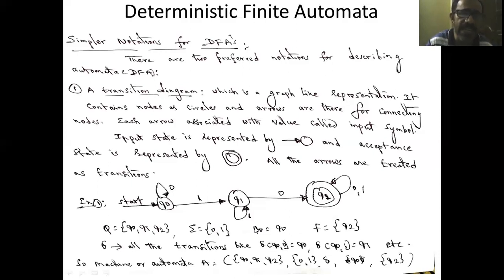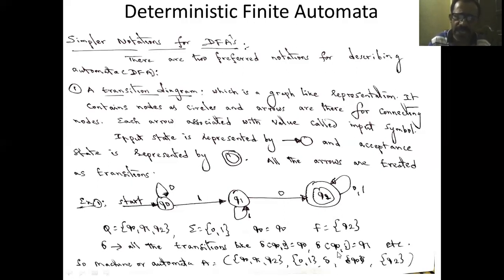That is another way of representing deterministic finite automata, that is tabular form. Or we can directly write all the delta transitions here. So delta of Q1 comma 0 equal to Q2, delta of Q1 comma 1 equal to Q1, delta of Q2 comma 0 equal to Q2, delta of Q2 comma 1 equal to Q2. Like that, if you write all the transitions, that becomes delta.